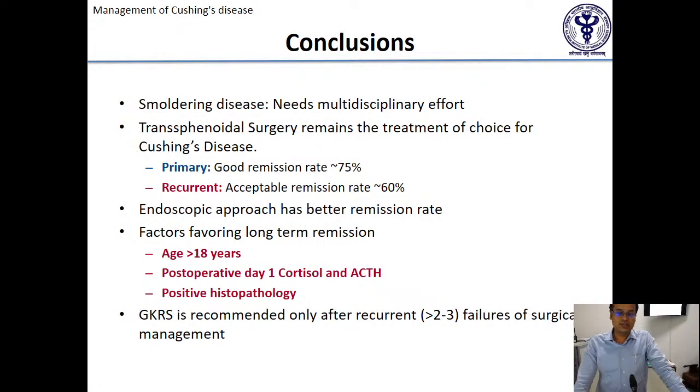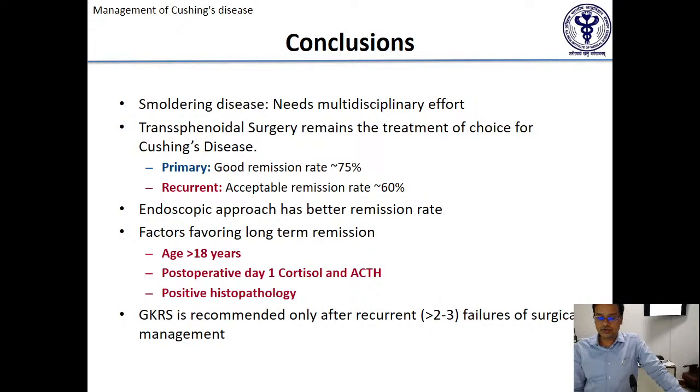So in conclusion, this is a very smoldering disease, meaning it is very difficult to treat. So it needs multidisciplinary effort. Transsphenoidal surgery remains the treatment of choice for Cushing's disease, which gives a 75% remission rate. In recurrent disease also, surgery remains the gold standard, but it gives approximately 60% remission rate. Out of endoscopic and microscopic, the endoscopic approach has a definitely better remission rate. So now the trend has changed from microscopic to endoscopic surgeries in our department also.